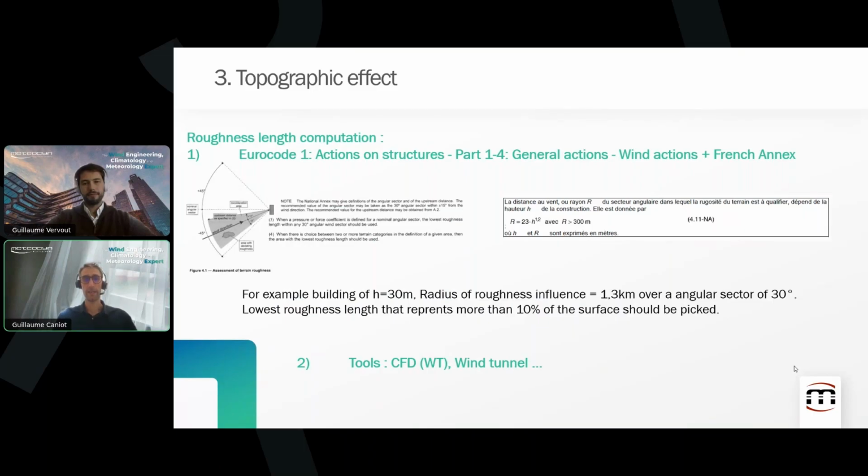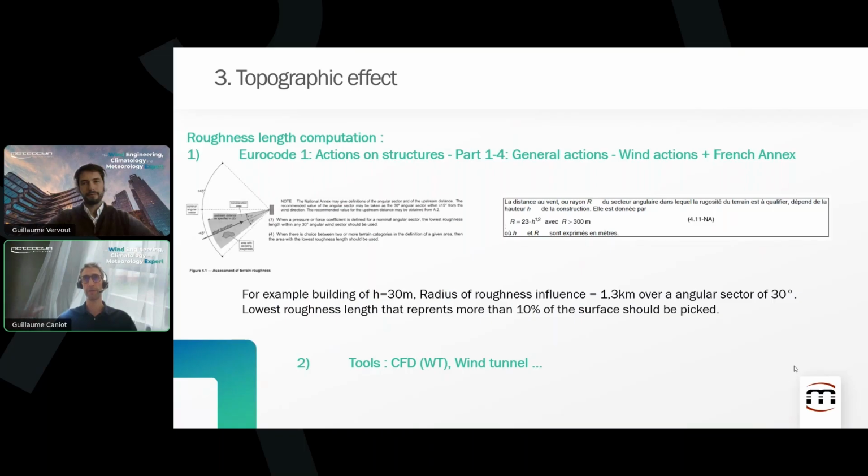They say that, for example, if you have a building of 30 meters high, you should look around a radius of roughness influence. And there is some kind of law. They say it's on the top right. They say it's 23 times the height of the building. So here 30 meters, power 1.2. Okay, so this makes about 1.3 kilometers. So you have to look around 1.3 kilometers.